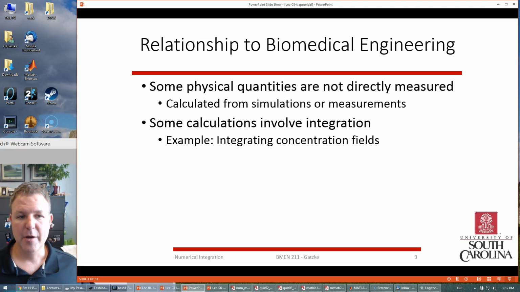Now, how does this relate to biomedical engineering? Sometimes we can't directly measure a value from a simulation or a measurement, and some of the calculations we need to determine involve that integration, as I said. So if you have concentration fields or velocity fields, you may want to integrate them for certain reasons.